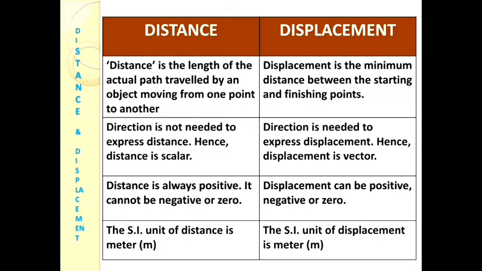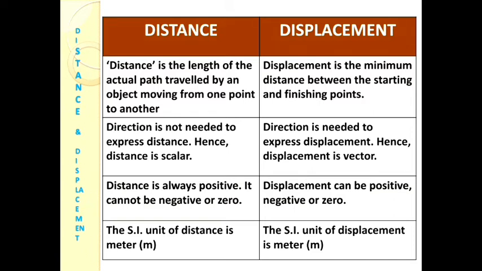Distance is always positive. It cannot be negative or zero. You have to notice that the actual length between two points is always positive. It is never negative or zero. But the displacement can be positive, negative as well as zero. The SI unit of distance is meter and the SI unit of displacement is also meter.